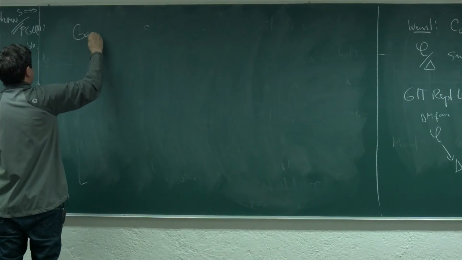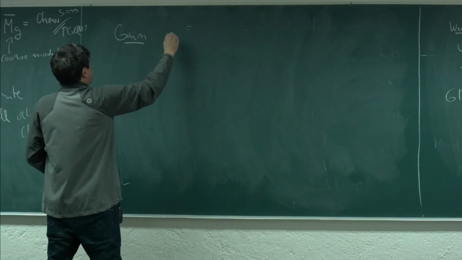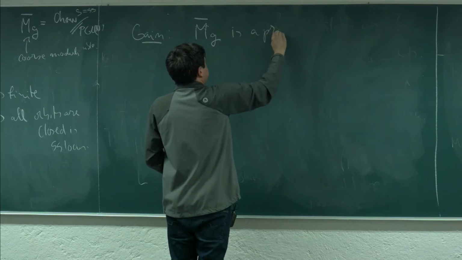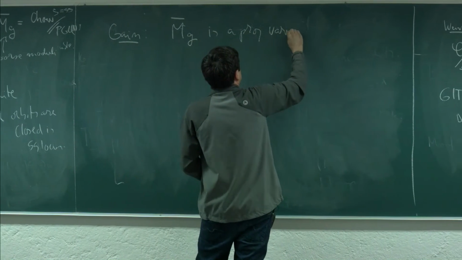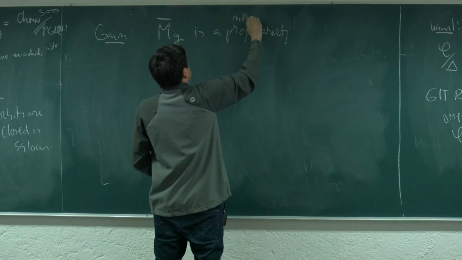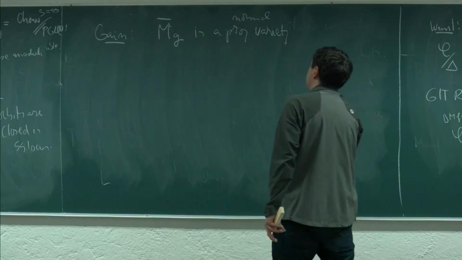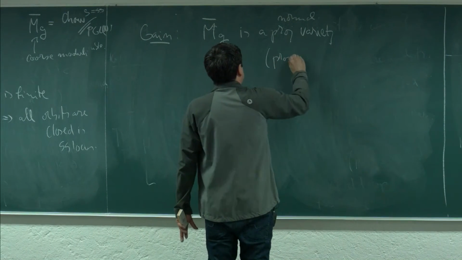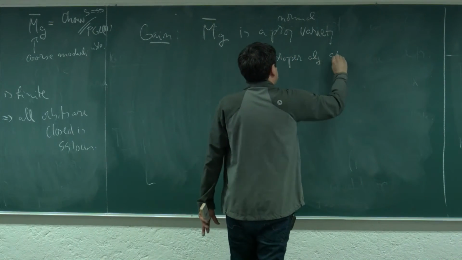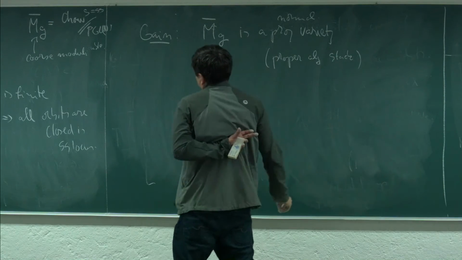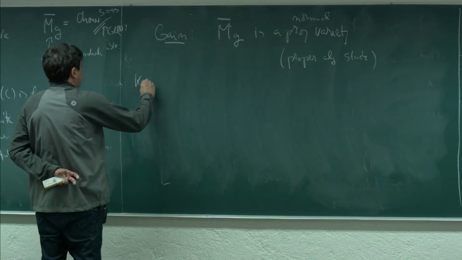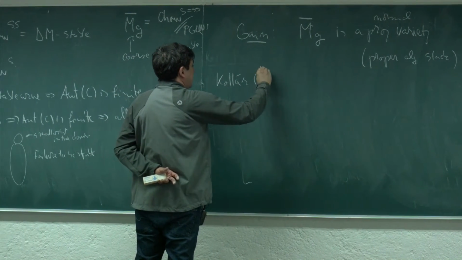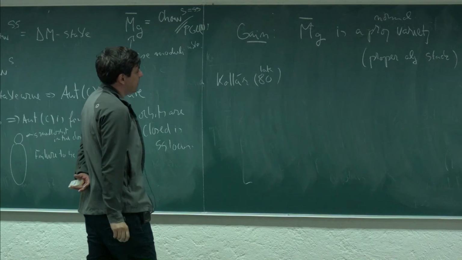And so what is gained by this procedure is that this M_g bar is a projective variety, even a normal projective variety. So before, a priori, I only knew that this is a proper algebraic stack. Now in modern, Kollár, which is late 80s, maybe even 90s.